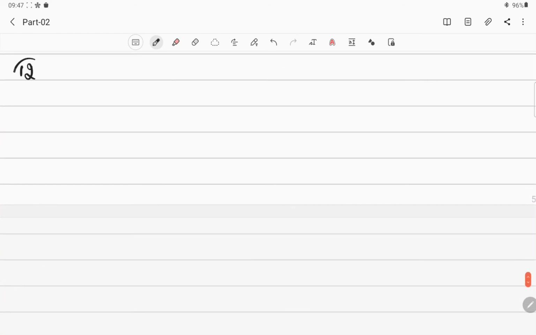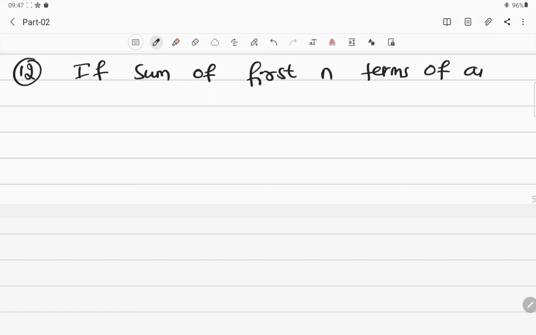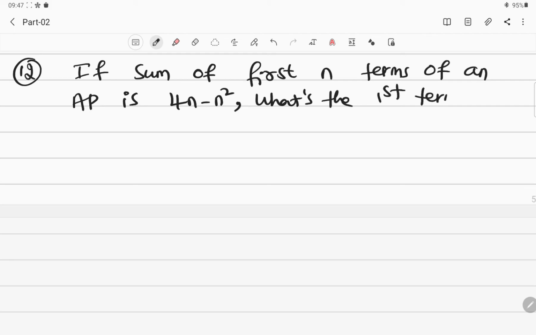Alright, now let's move on to the 12th question. Let us have a look at this 12th question. What is this 12th question? If the sum of first n terms of an AP is 4n minus n square. Alright, what is the first term? Next they are asking one more question. What is the sum of the first two terms?